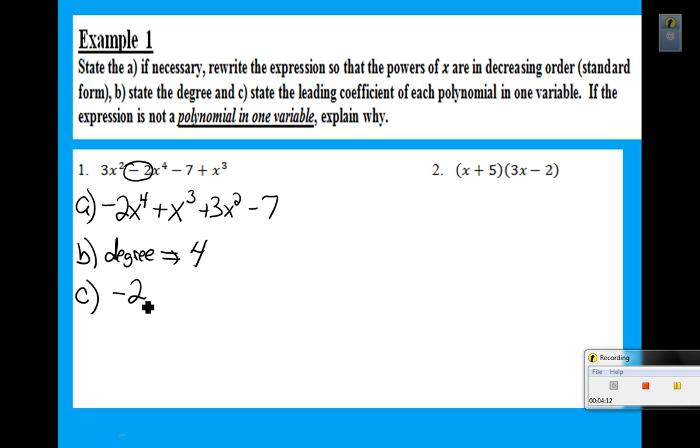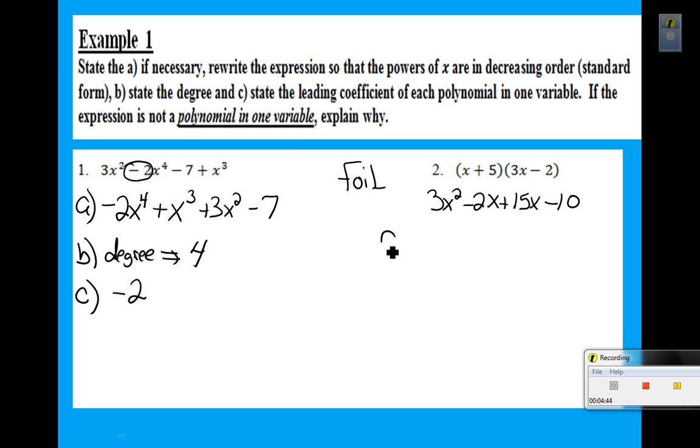Go over to your number 2. Right now, that doesn't look like a polynomial. What I need to do first is simplify it. So I'm going to FOIL this thing out real fast. So I'm going to get x times 3x. I'm going to get 3x squared minus 2x plus 15x minus 10.